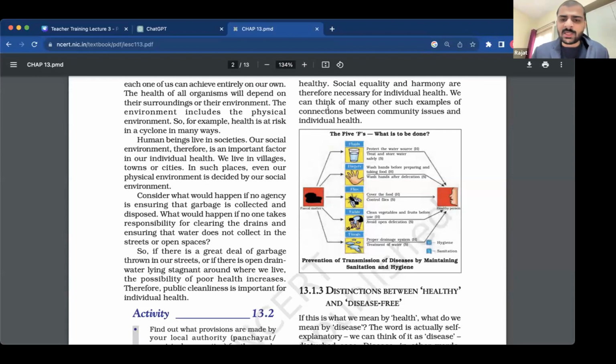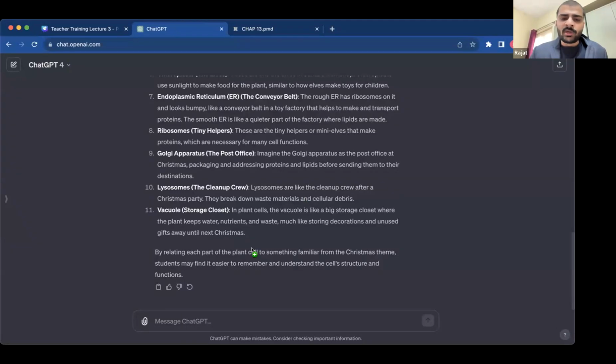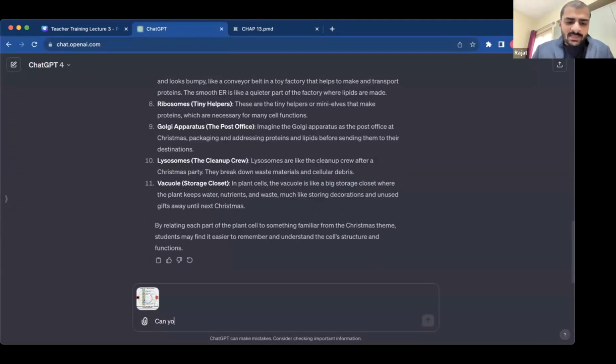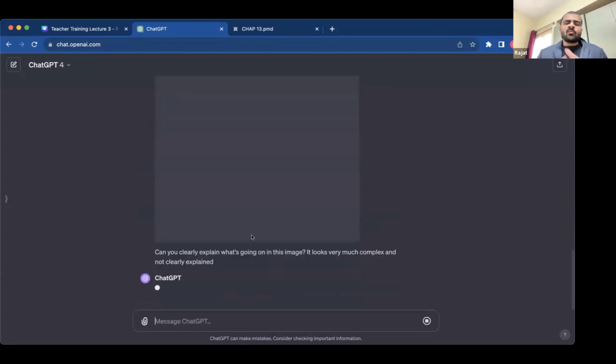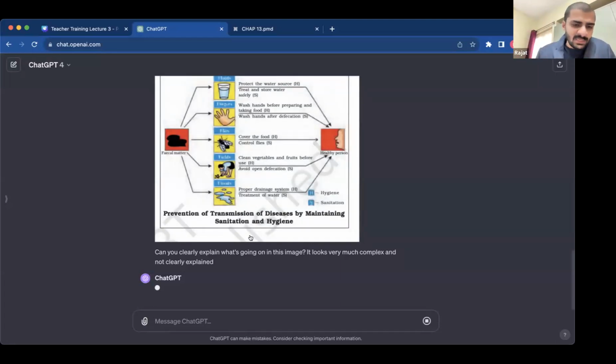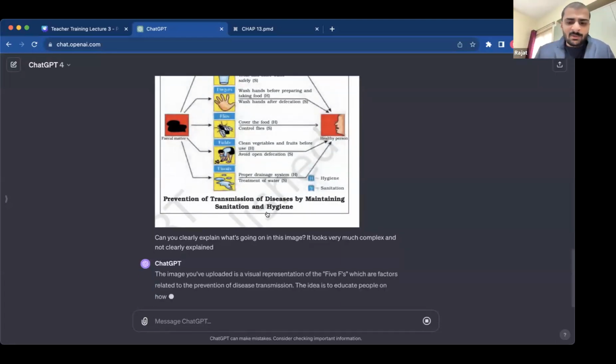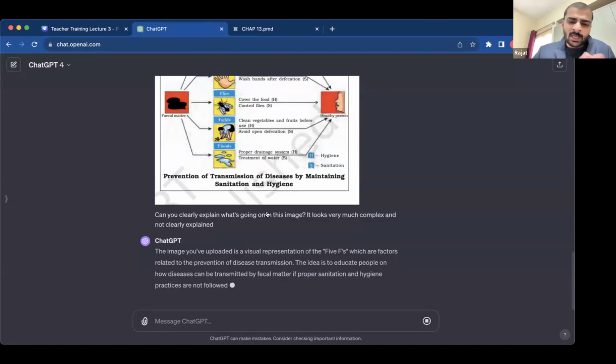What you can just do is take a screenshot. So I'm just taking a screenshot right now and uploading it here. And then I say, can you clearly explain what is going on in this image? It looks very complex and not clearly explained. So whichever textbook you're reading, whatever you're going through, you can just take a photo of it and upload it to ChatGPT immediately, and it will immediately tell you whatever you have asked it.